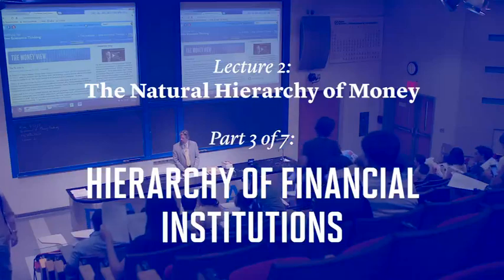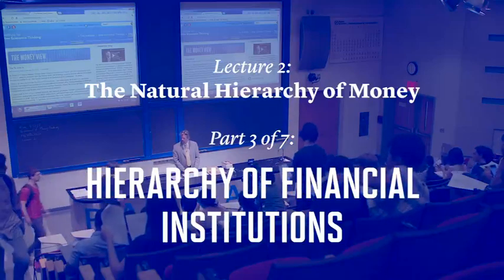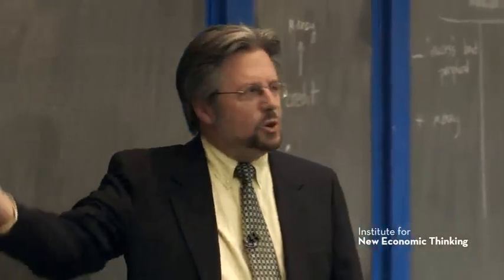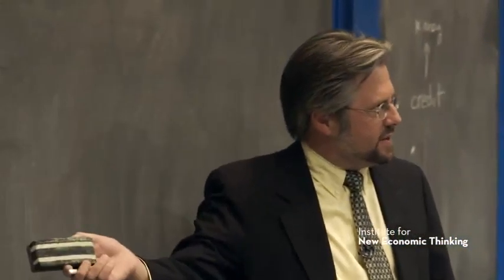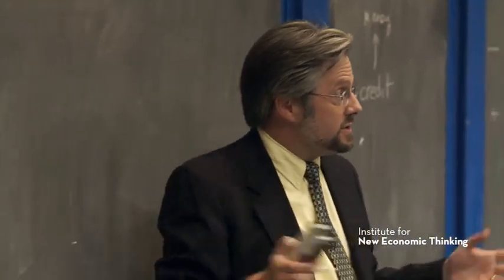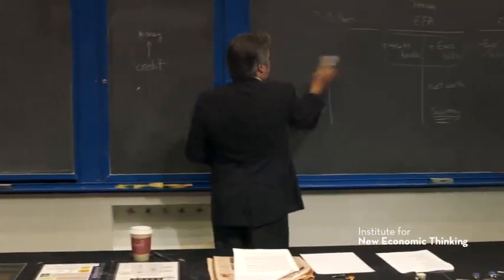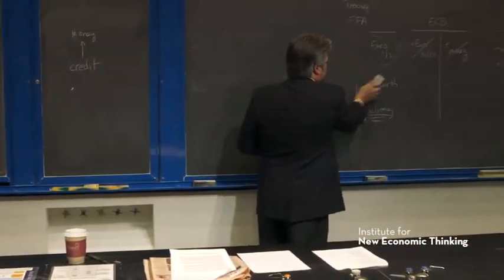So now let's add another layer on top of that. Okay, let's see this same hierarchy in terms of the entities that are issuing and holding this stuff. So there's a hierarchy of institutions as well. And for that, because whenever we talk about institutions, we're talking about balance sheets.